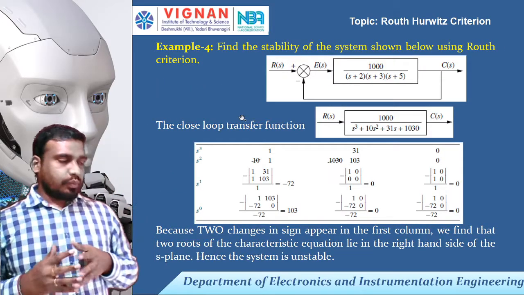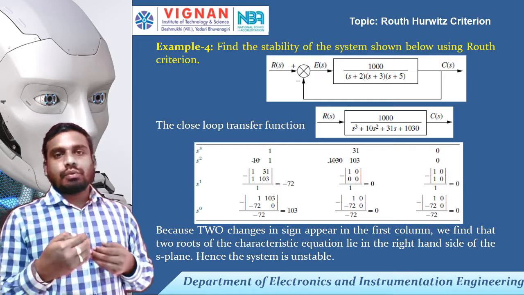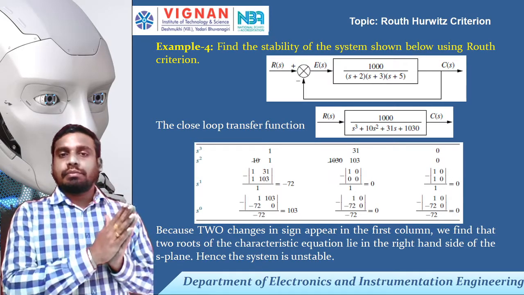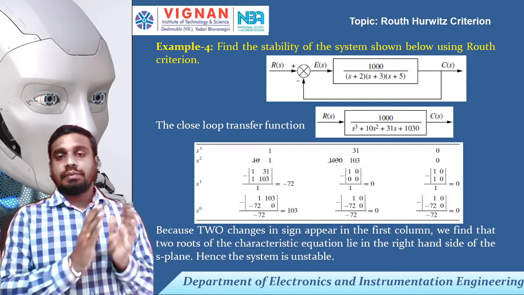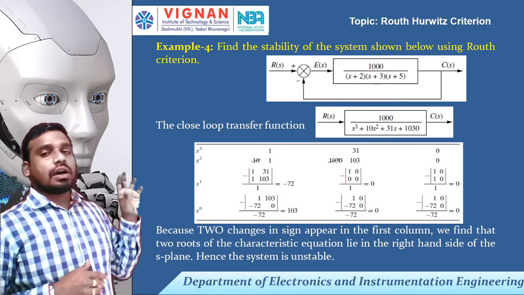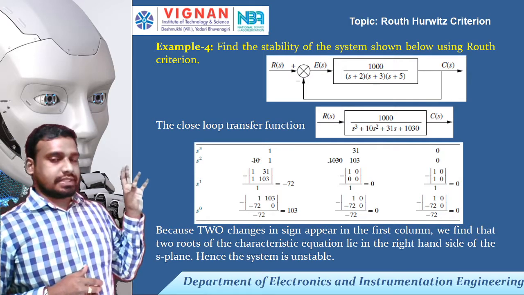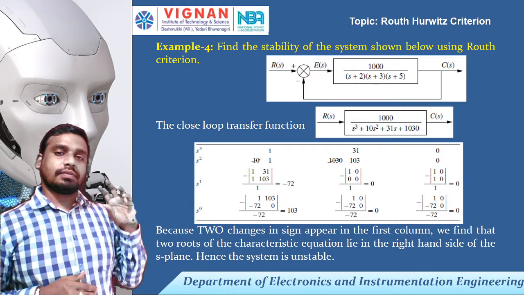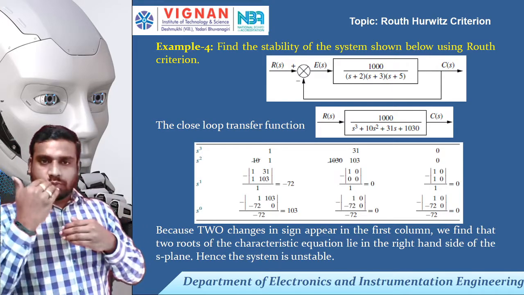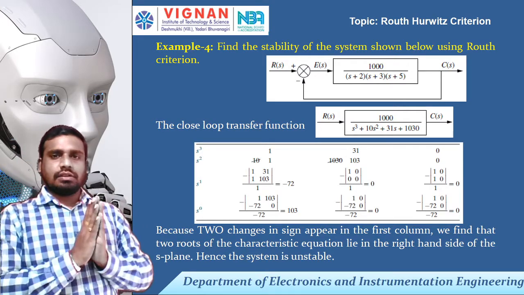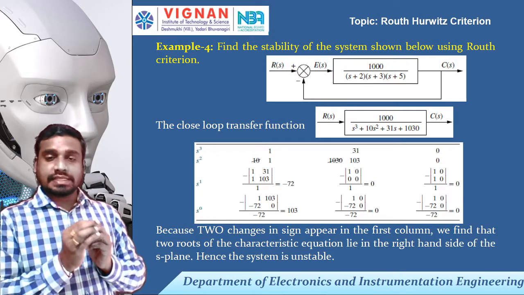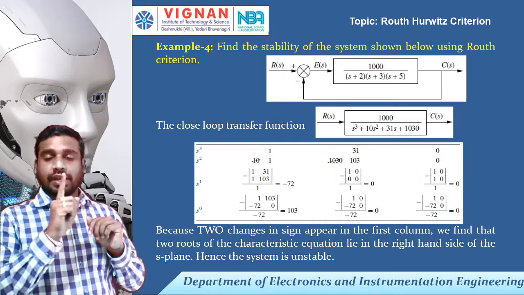So actually, when I started the topic, what I mentioned is that the stability of a closed loop system can be estimated using the Routh-Hurwitz criteria. Sometimes they may give a transfer function G of s. G of s is the open loop transfer function. Right? So once they give the open loop transfer function, they'll mention in the question that it is the open loop transfer function of a unity feedback system. Unity feedback is equal to 1.